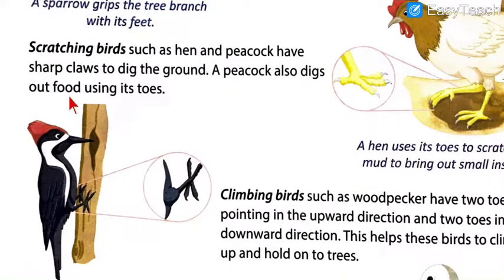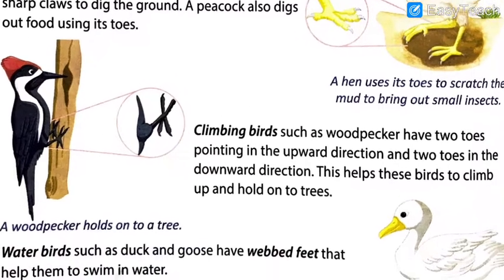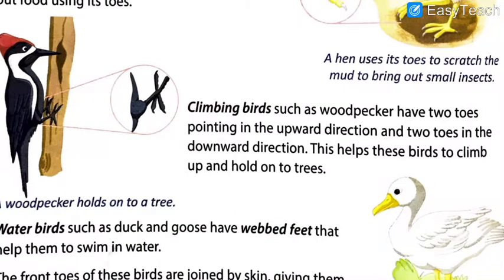So a peacock also digs out food using its toes. Now we have never seen a peacock hunting any animal or eating any flower or food. So what do they eat? Now you know that a peacock also digs the ground and takes out food like worms and snails which are there in the soil.